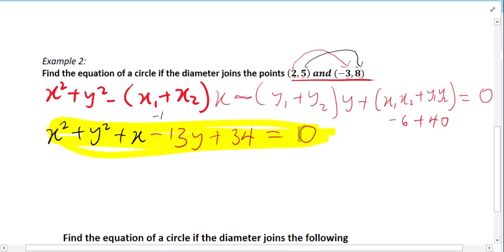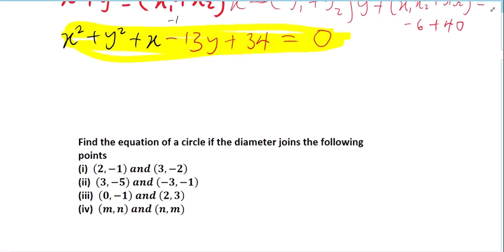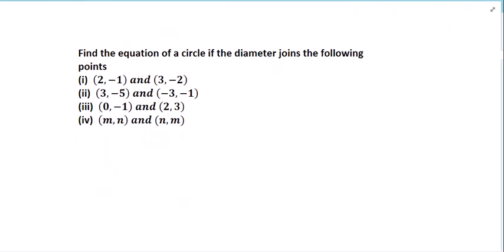So my dear student, let me leave you with questions so that you try your hand on them. Find the equation of a circle if the diameter joins the following points. And these are the points. (2, -1) and (3, -2); then (3, -5) and (-3, -1); then (0, -1) and (2, 5). These are the endpoints of it. But don't forget to leave your answer at the comment section.